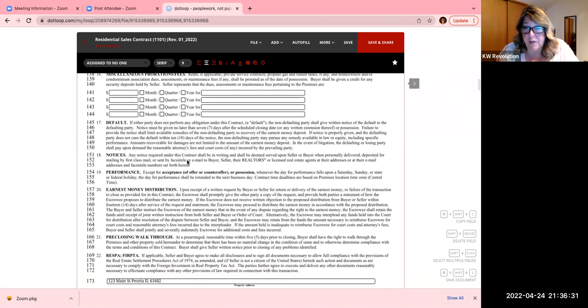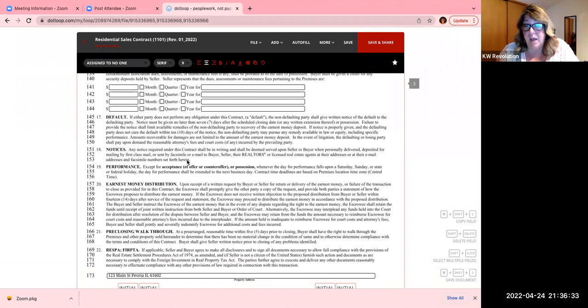Then it talks about default. So if someone defaults in the contract, and that can be any part of this contract that they are in default, if they don't turn in the earnest money on time, if they don't have loan commitment on time, then this just basically tells you exactly what to do if the other party defaults and how much time you have to send that. So you can send like a default letter. Sometimes it requires an attorney to help you out.